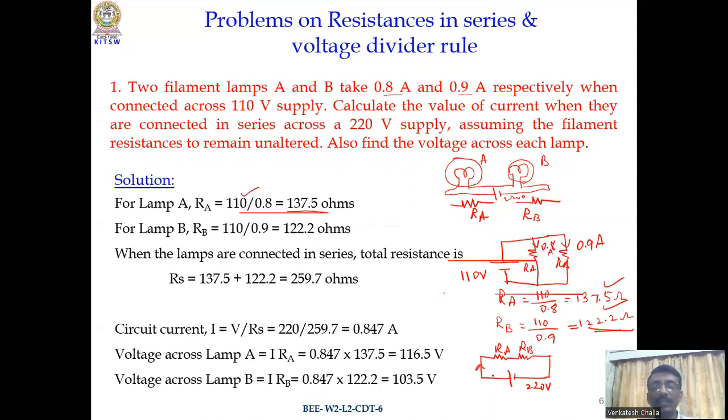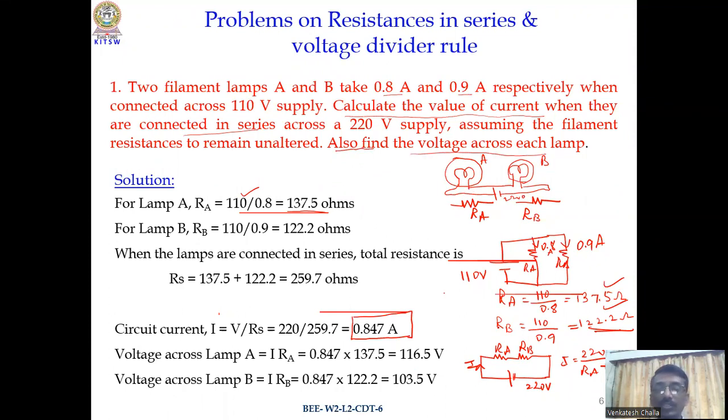Now I can calculate the current here. I will be equal to total voltage divided by total resistance. That is what is asked: calculate the value of current when they are connected in series. So I will be equal to 220, the total voltage, divided by RA plus RB. By that you will get the current as 0.847 amperes.